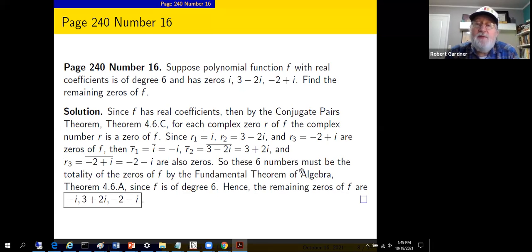Now, that gives us 6 numbers that are zeros of that polynomial function. We were told they want a degree 6 polynomial function. f is degree 6. Well, it can only have as many zeros as the degree by the fundamental theorem of algebra. So the 6 zeros we're aware of must be all of the zeros of the polynomial function. The 3 they gave us, they wanted us to find the remaining ones. Well, the remaining ones are the conjugates of the 3 given ones, and there's the reasons why. Again, this is only working because we're dealing with a polynomial function with real coefficients.